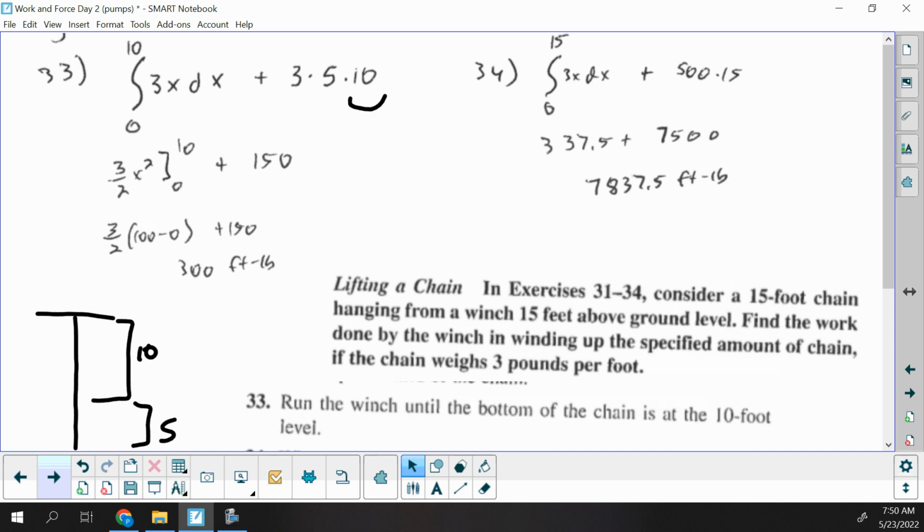In 34, we wound up the entire chain, so the integral is 0 to 15, but then there was a bunch of stuff on the end. It was 500 pounds, and it all traveled 15 feet.